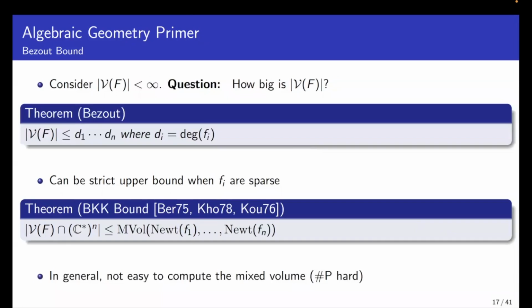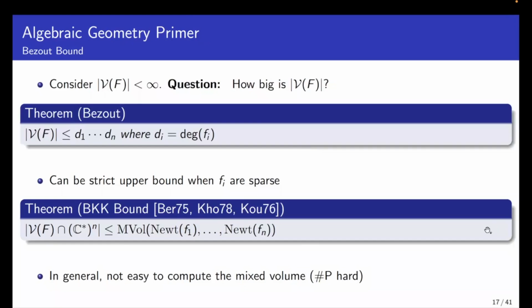It's actually #P-hard. So this theorem is very nice because it gives us another quantity that's equivalent to, or at least upper bounds, the size of our variety. But in general, it's not something that's so easy to compute.